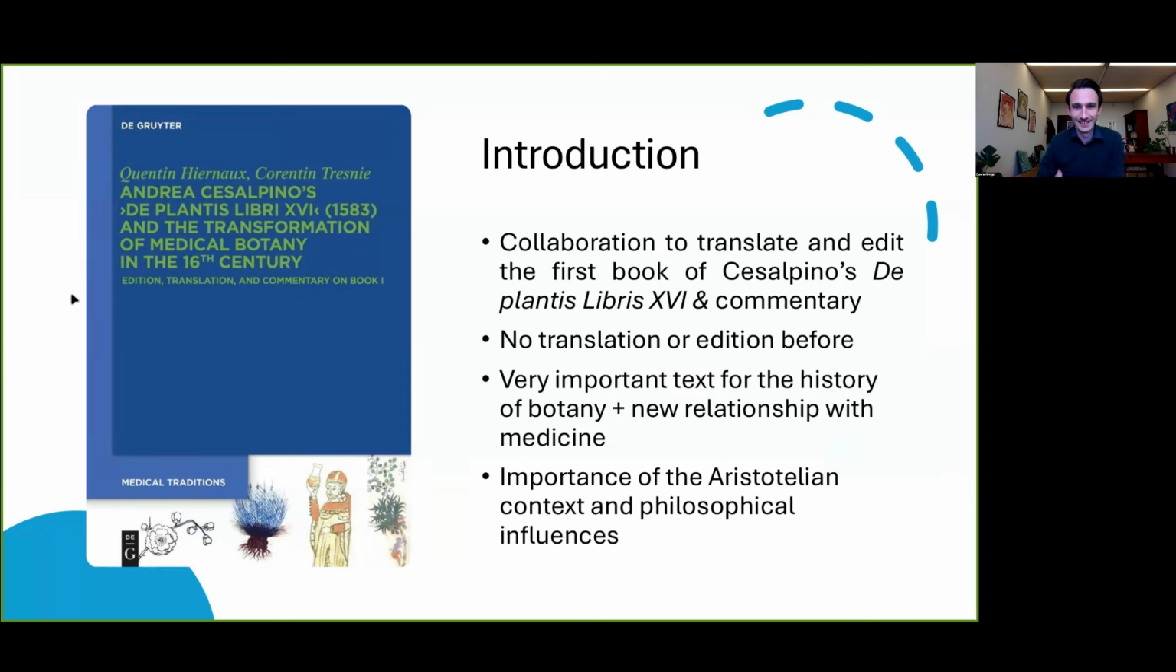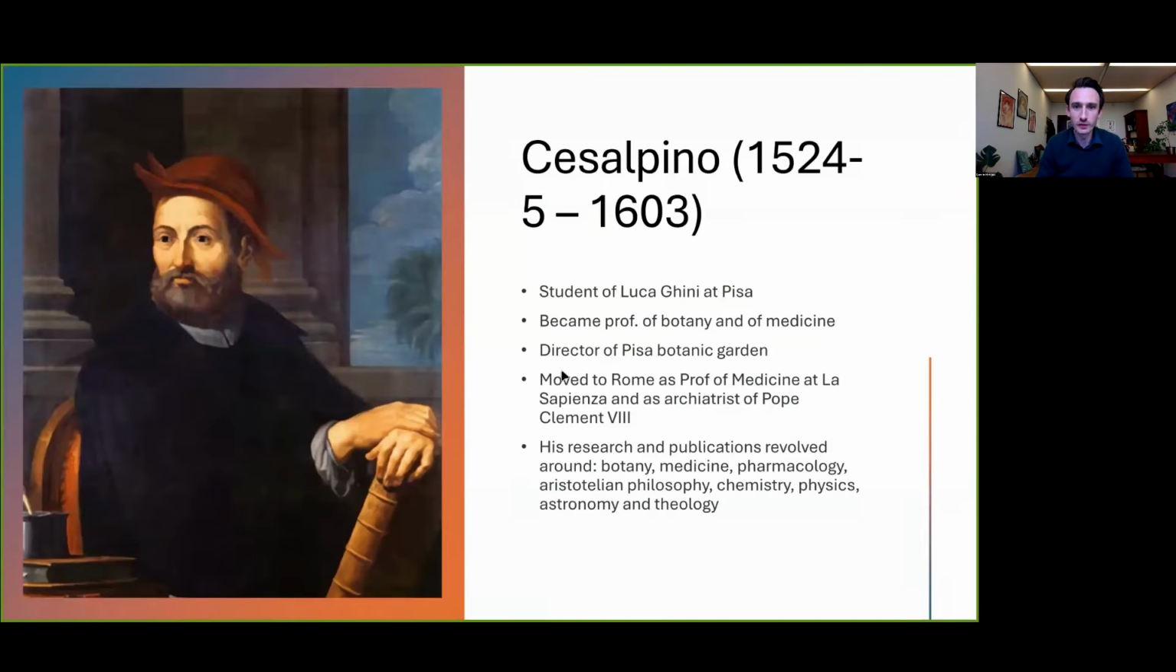Corentin, please, next slide. So very briefly, who was Cesalpino? He was a student of Luca Ghini at Pisa, a famous professor of botany of the time, the supposed inventor of the herbarium, the dried plant herbarium. Cesalpino became professor of botany and of medicine in Pisa, and was also director of the Pisa Botanic Garden, one of the oldest in the world. He moved to Rome after that as professor of medicine at La Sapienza, and also as the archiatre of Pope Clement VIII, so he was his personal doctor at the papal court.